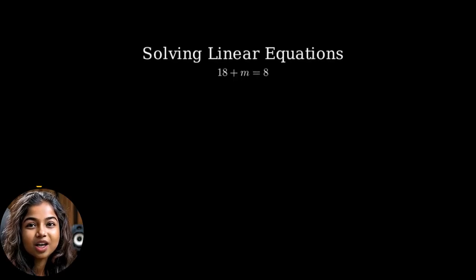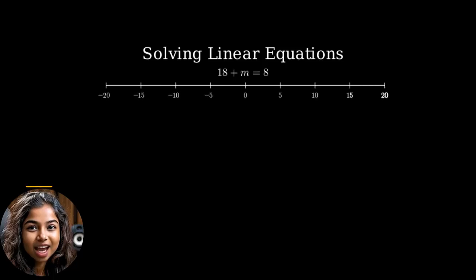Let's solve this equation step by step. We start with 18 plus m equals 8. To solve for m, we need to isolate it on one side of the equation. Let's visualize this on a number line. We start at 18, add some unknown value m, and end up at 8. To find m, we need to find out how far we need to move from 18 to get to 8.